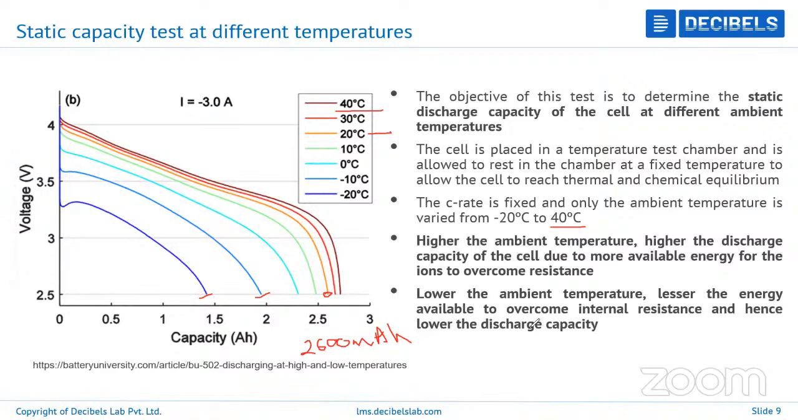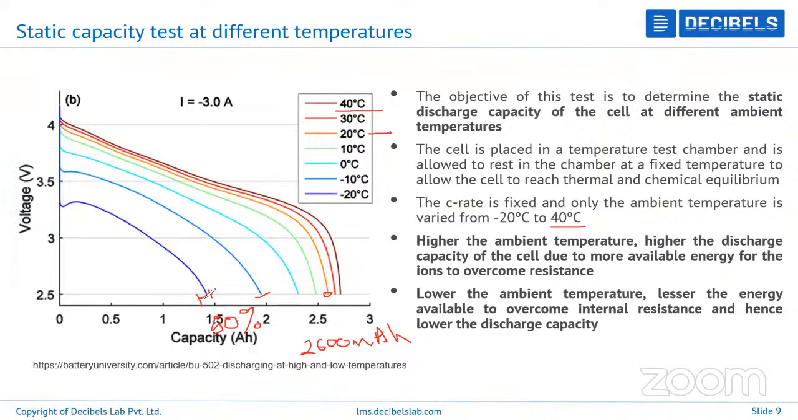And also, the cell's electrolyte will start to freeze. Because of which your ions will not freely flow between the anode and cathode, and that will cause a reduction in discharge capacity. So you can see here, even though it is rated 2600 mAh, the capacity reduces drastically to about 1.5. Almost 50% of capacity is being lost here because of the reduction in ambient temperature. This is why it is not safe to operate the cells here.